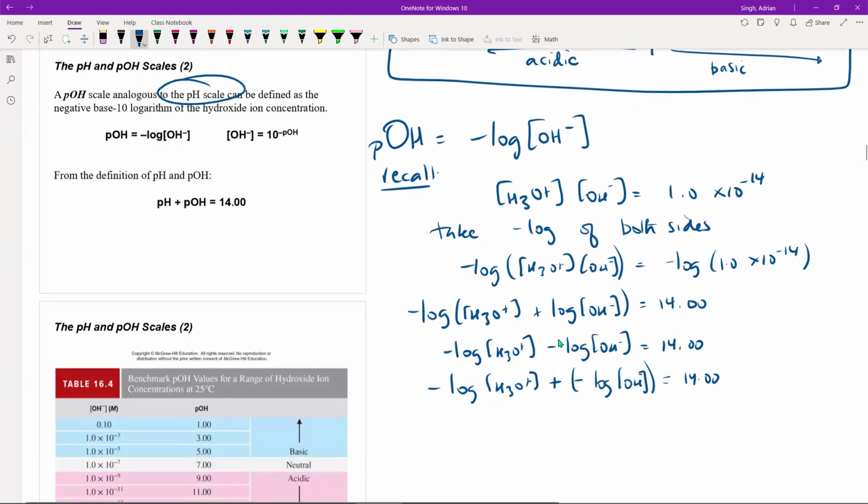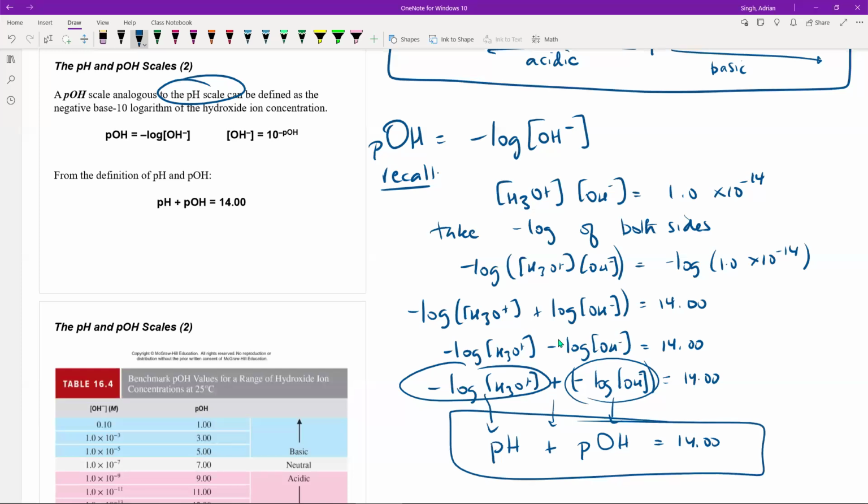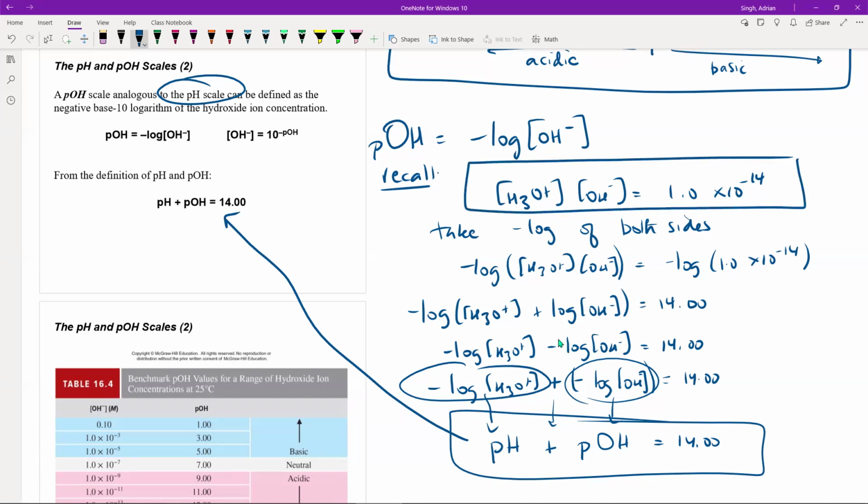Well, guess what? Negative log of H3O plus, that is what pH is. And then plus negative log of OH minus is pOH. And that's equal to 14.00. Right, so we've actually just derived this equation here. A lot of times we just tell you what that equation is, and it's a very simple equation. But all we've done is taken this ion product constant expression and converted it to a form that is a little bit more user-friendly.